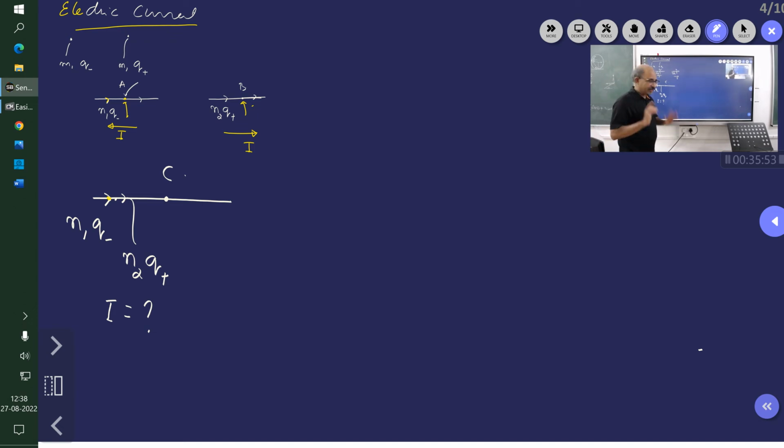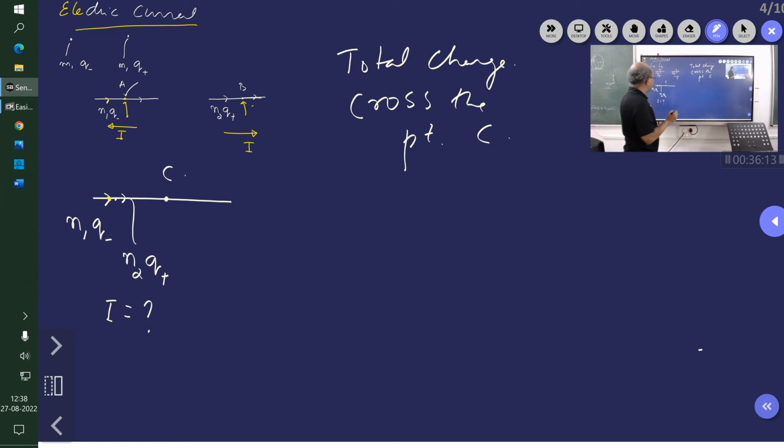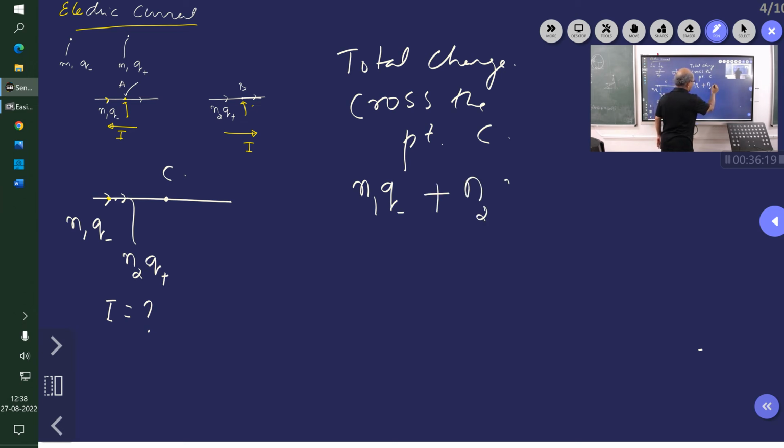Now try and understand this. What is the total charge crossing the point C? It will be N1 Q minus plus N2 Q plus. If you take this sum, then you will get total charge. You just have to add the charges. Don't say minus and plus. I am adding the two charges, just like how you add marbles. But there is a concept. So this is total charge.